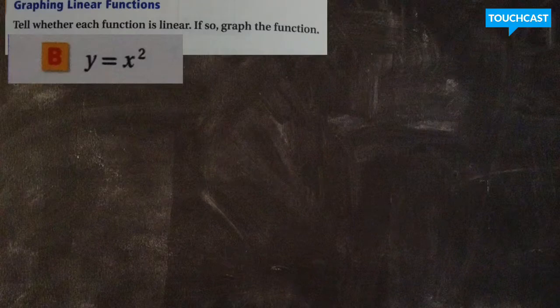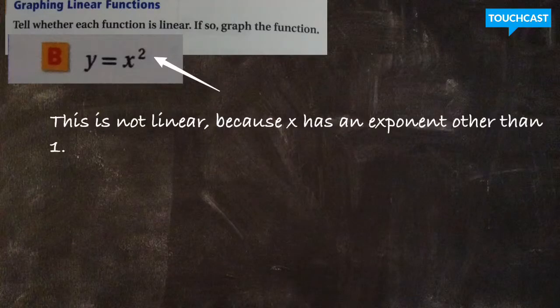We've got y is equal to x squared. Well, guess what? It looks like the x has an exponent that's something other than 1. In fact, we have an exponent of 2. Because of that, this is not a linear function. So we would say that this is not linear because x has an exponent other than 1. We need to say the fact that it's not linear and then explain why it's not linear.